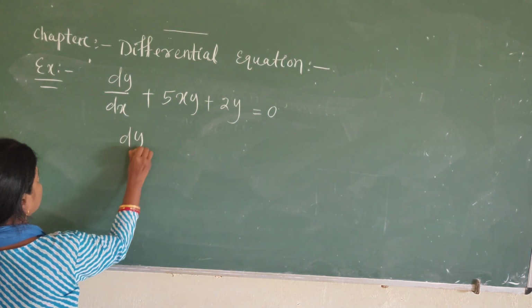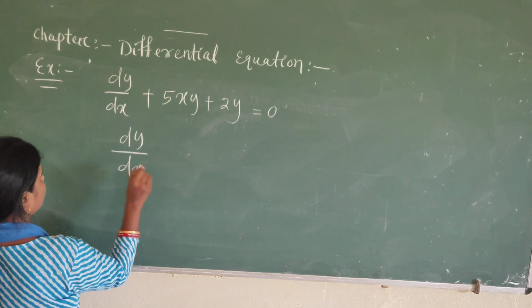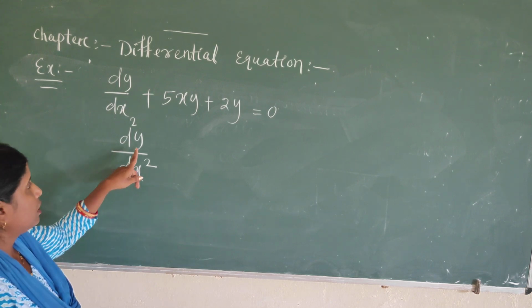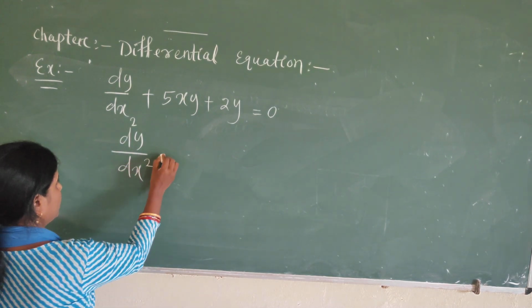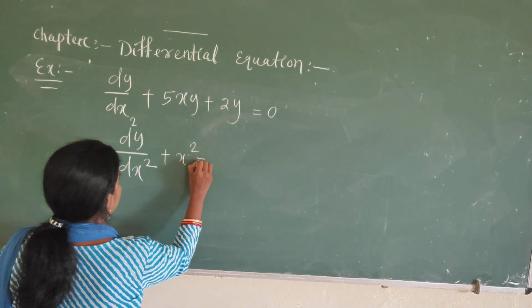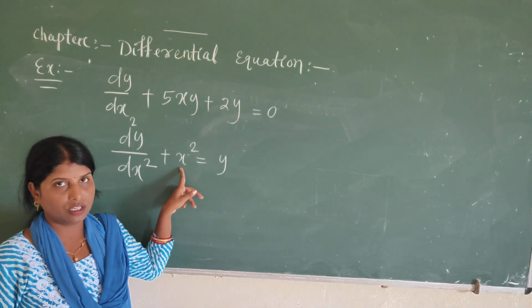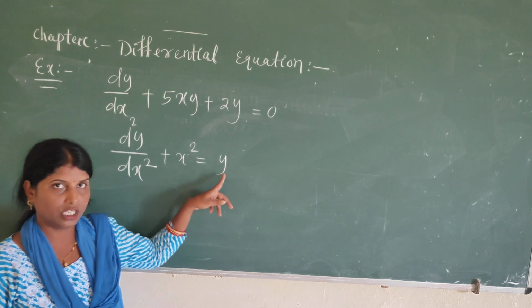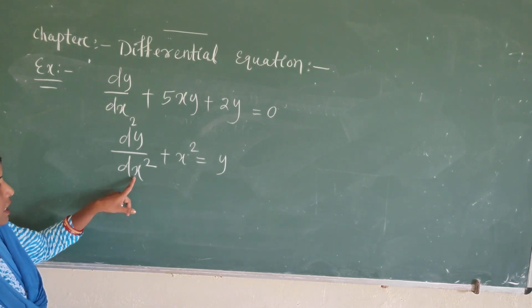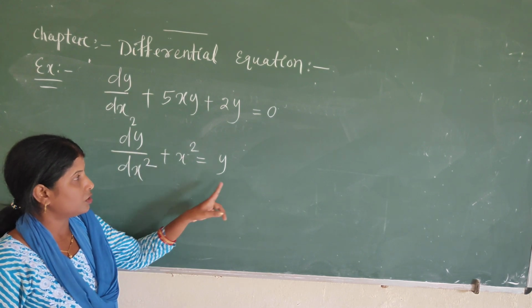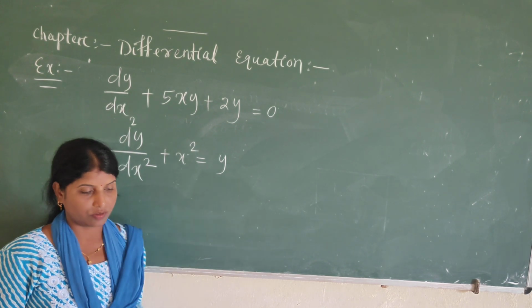Also I take another example, d square y by dx square, this is the double derivative of y, plus x square equal to y. X is our independent variable, y is our dependent variable, and d square y by dx square is the double derivative of y. This is also a differential equation.